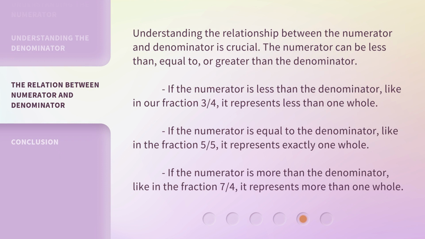Understanding the relationship between the numerator and denominator is crucial. The numerator can be less than, equal to, or greater than the denominator. If the numerator is less than the denominator, like in our fraction 3/4, it represents less than 1 whole. If the numerator is equal to the denominator, like in the fraction 5/5, it represents exactly 1 whole. If the numerator is more than the denominator, like in the fraction 7/4, it represents more than 1 whole.